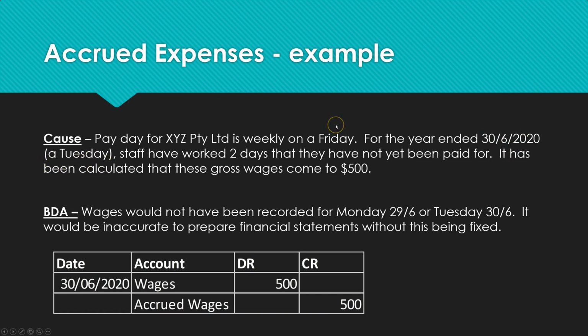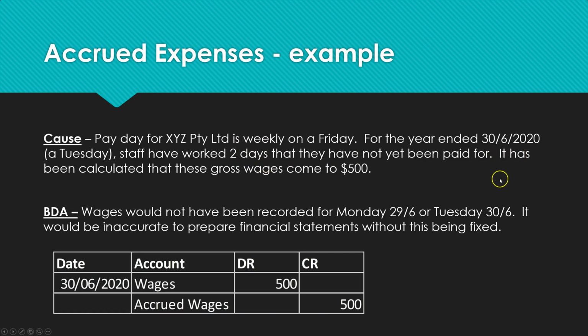And given that payday is on a Friday, by the end of Tuesday, staff have worked on Monday all day, and they've worked on Tuesday, the 30th, all day. So they've worked for 2 days, and they haven't yet been paid for that 2 days' work. So we owe them that money. However, as you know, when you're recording payroll, it will happen on the payday or soon after. And that's when the general ledger effect will come in. So at the moment, we owe the staff 2 days of pay, and we haven't put it in our system.